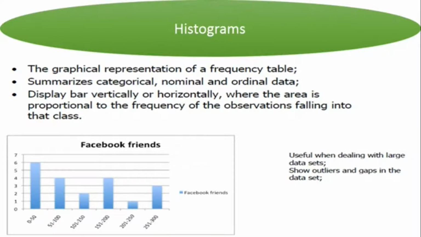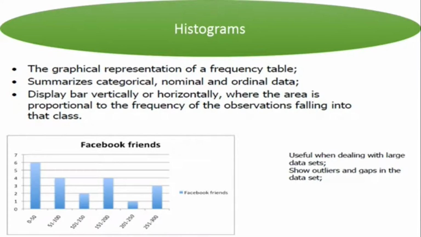The histogram is the graphic representation of a frequency table. So you have a frequency table and you display bars vertically or horizontally, where the area is proportional to the frequency of the observations falling into the class.